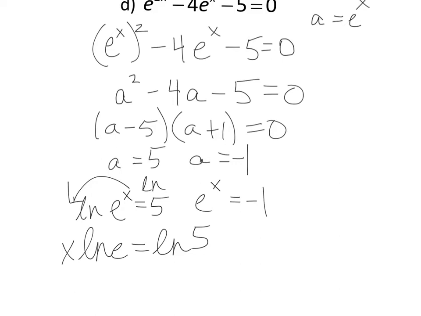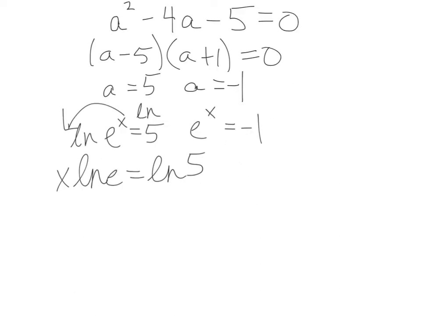Now let's look at the term natural log e. What does it equal? Well, let's think about it. e is our base, e is our argument, so that means e to what exponent would give you e? e to the first power will give you e. Therefore, all of this equals 1. So we just have x equals natural log 5. That's one way you could do it.